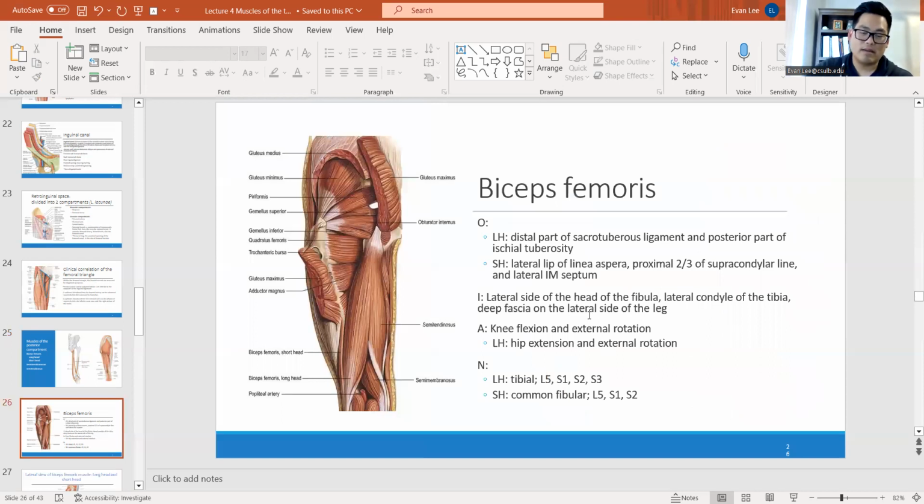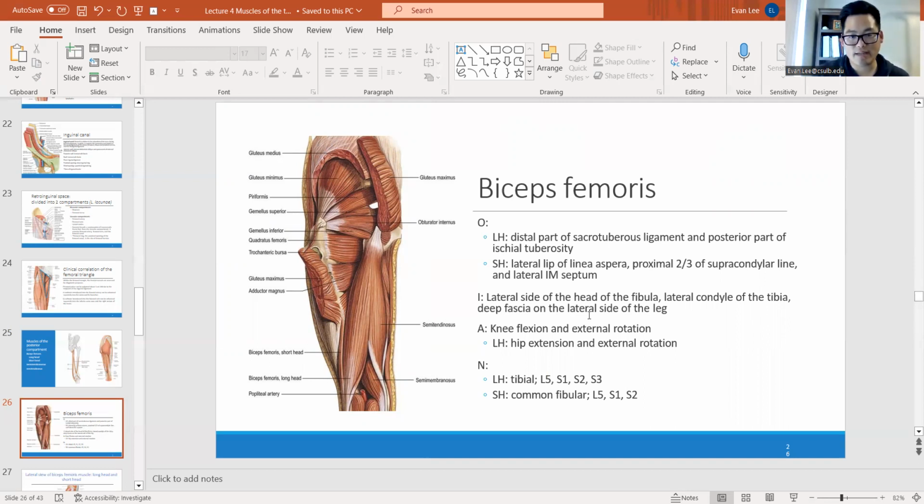So to start off with, biceps femoris. Now remember when you kept on saying the word biceps, that's why you always say biceps brachii or biceps femoris. There are multiple biceps muscles, so indicating that is really important. So biceps femoris, you have two heads.